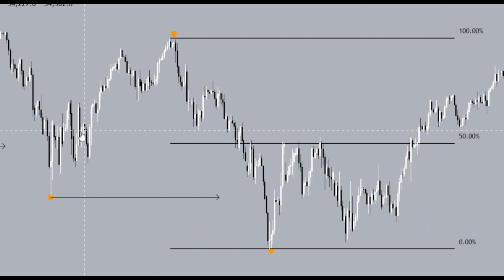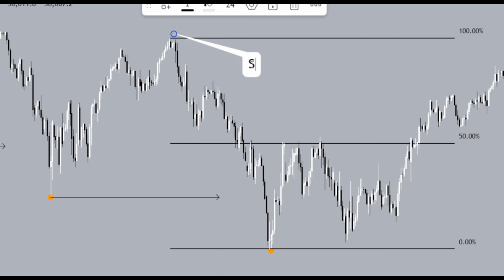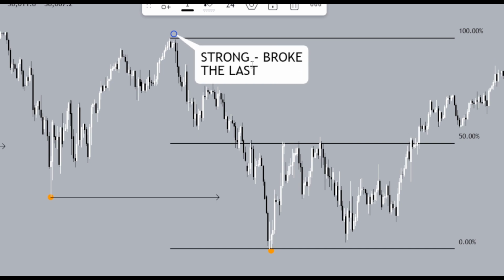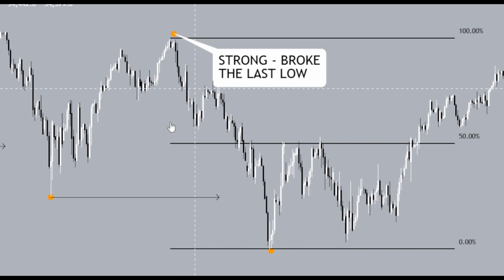Now, this is a high that's broken the previous low. The previous low is down here. This is the previous high. This is a strong market structure. This is strong. And the reason why is because it broke the last low. Now, when we break the last low, we understand this is a protected high. And this now becomes, because it's broken the previous high.